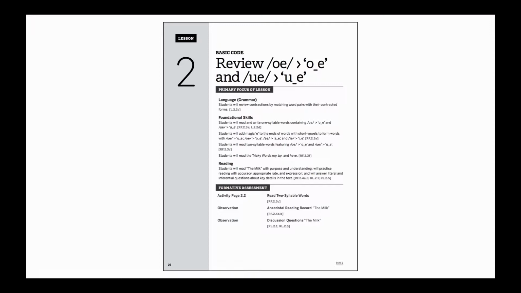out within the curriculum. The first is activity page 2.2, where students are asked to read two-syllable words. Teachers can use this activity page to assess students' ability to decode two-syllable words that contain the sound spelling correspondences that are the focus of the lesson. If students struggle with this activity page, then that would be a good focus for small group instruction.